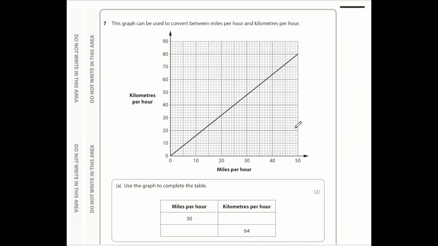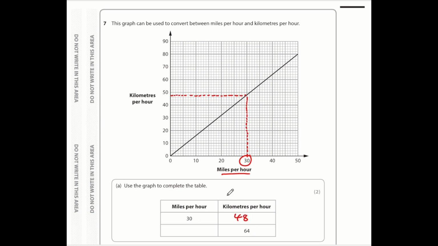Okay, question number 7. So what we need to do here is convert 30 miles per hour into kilometres. So what we need to do is go to 30. You need to show this line and show how you're going across here. And we are 1 square short of 50. So here we're going up in 2s. So that is going to be 48 kilometres per hour.